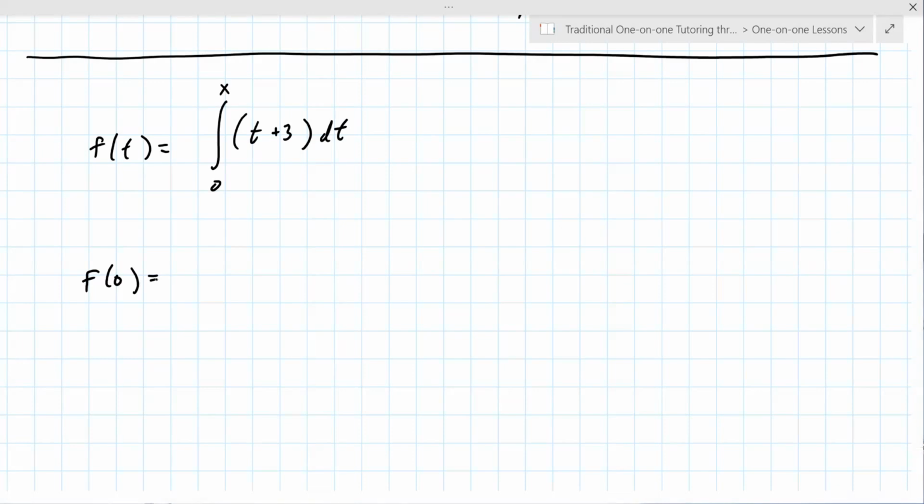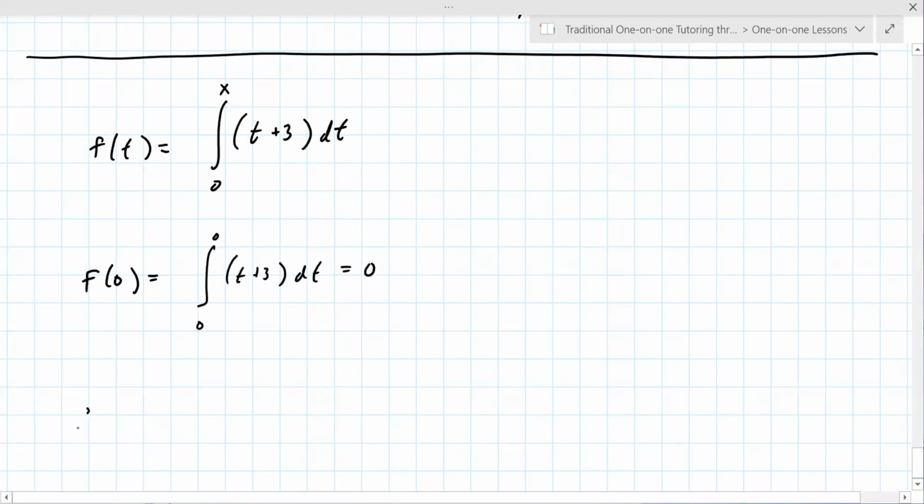Oh, so you plug in 0 for x, 0 to 0. T plus, is it just 0? Yes. Okay, so now we're gonna make it more difficult. What is f of 1? 1, 2, 3. Oops, no. 0 to 1. dt.